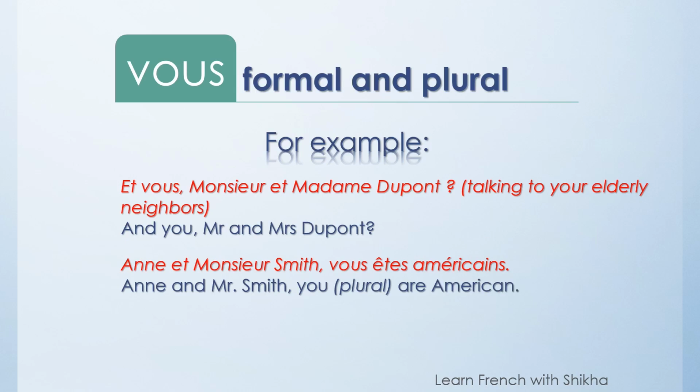"Annie and Monsieur Smith, vous êtes American?" Annie and Mr. Smith, you are American. So here you can see Annie, that's informal, and Monsieur Smith is formal. So whenever it's a mixed one, we'll take the formal one, and it's plural also. Annie and Monsieur Smith, we're going to use vous. "Vous êtes American."